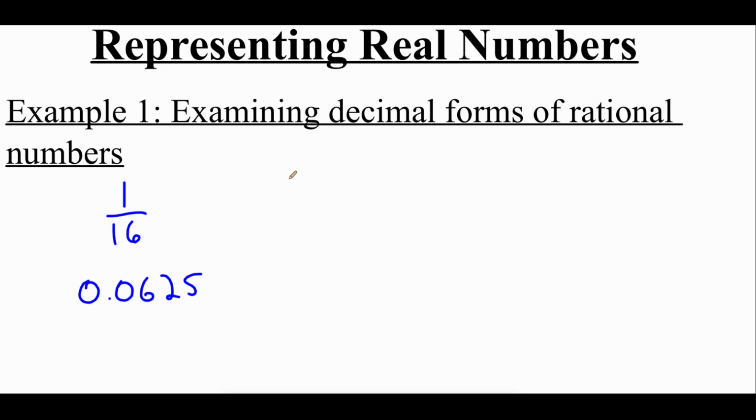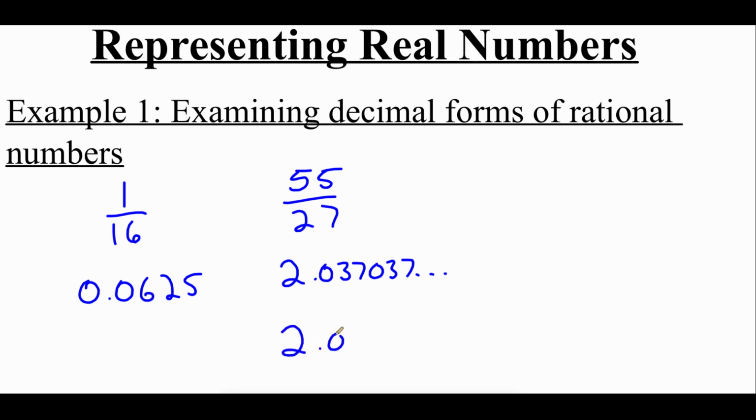The next rational number I want to take a look at is 55 over 27. So again, that means 55 divided by 27. If we were to type it into our calculator, we get 2.037037, and that continues on. We can see that there's a repeating portion of our decimal, so we could shorten this to say 2.037, and we put the bar over the 037 since that's what's repeating itself. So that's an infinitely repeating decimal.